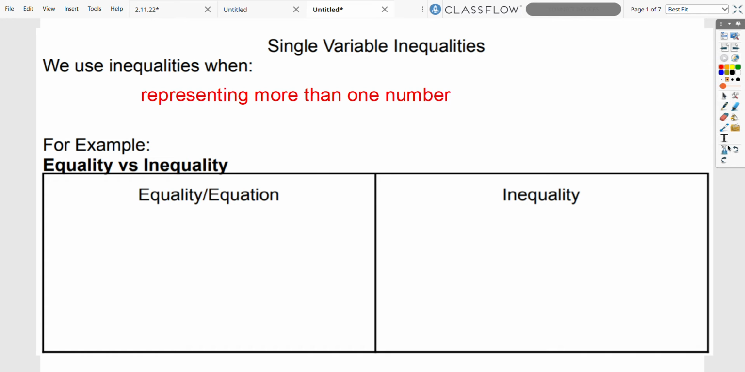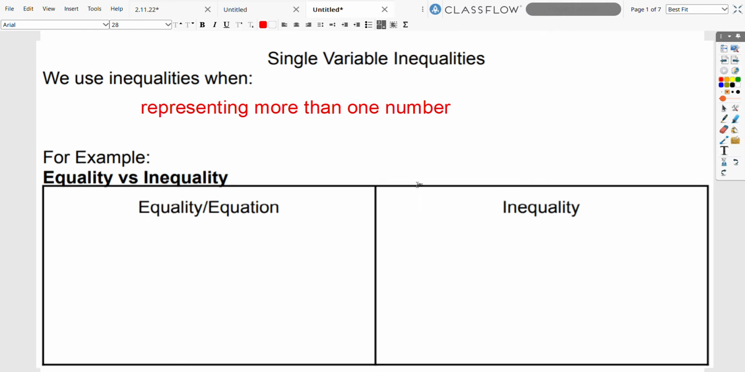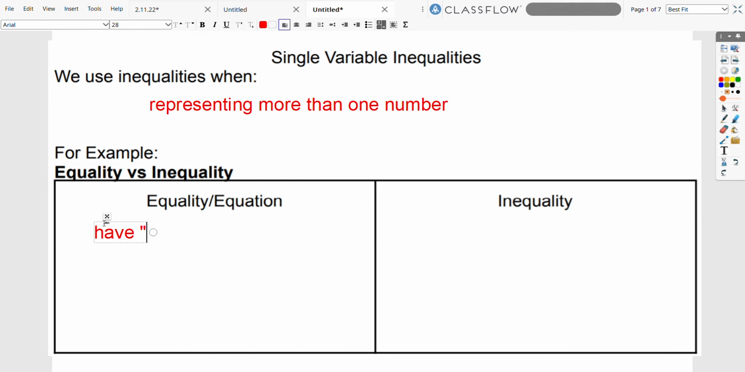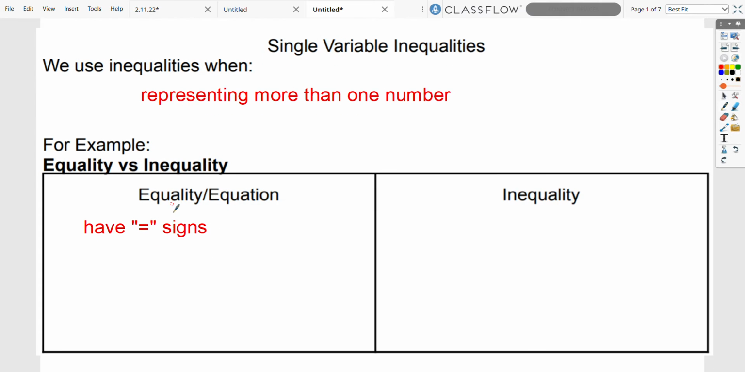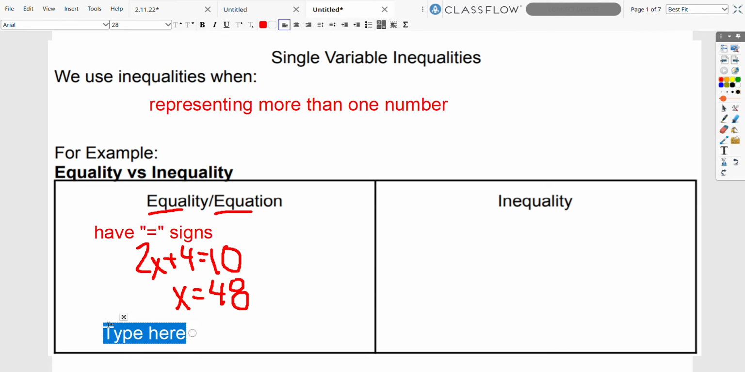Equations have equal signs. That's where equa comes from, equal, right? And so 2x plus 4 equals 10. That's an example of an equation, right? We have a solution. Sometimes we use equations like x equals 48, and we can read this by saying x is 48. That's what the equal sign means.